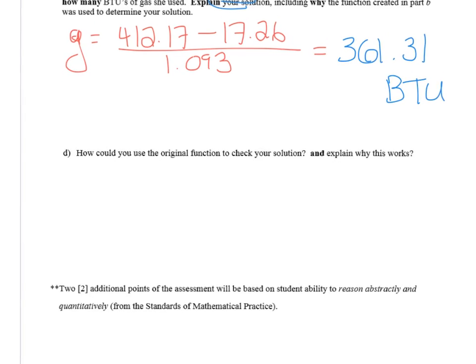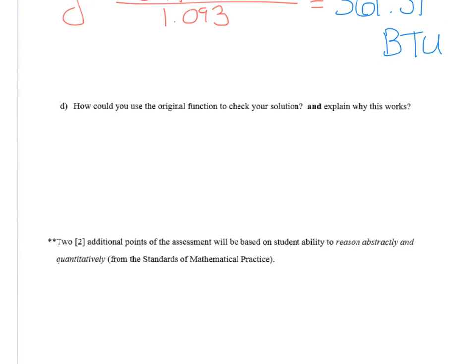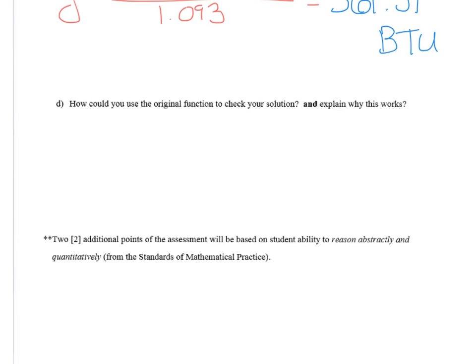You'll notice at the end of the review, it says 2 additional points will be based on your ability to abstractly and quantitatively reason. That means we will be grading your explanations and we will be grading your complete sentences, and that we are grading how clearly you can express your ideas on the quiz.